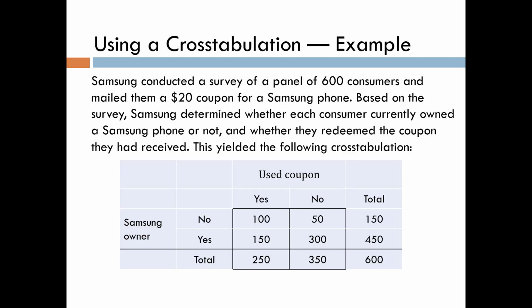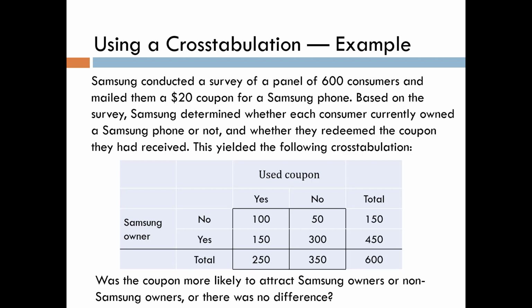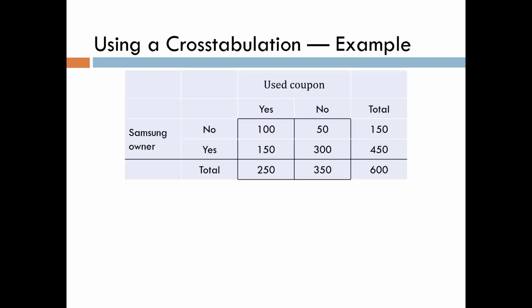The question Samsung wanted to answer was: was the coupon more likely to attract Samsung owners or non-Samsung owners, or was there no difference? Well, we can see that 150 Samsung owners used the coupon, while only 100 non-owners used it. So obviously the coupon attracted more Samsung owners, right? Not so fast. Keep in mind that the number of Samsung owners in the sample, 450, was much higher than the number of non-owners, so naturally we would expect to see more of them using the coupon, even if the non-owners were just as attracted by the coupon as the owners.